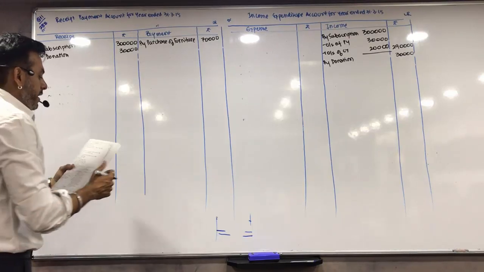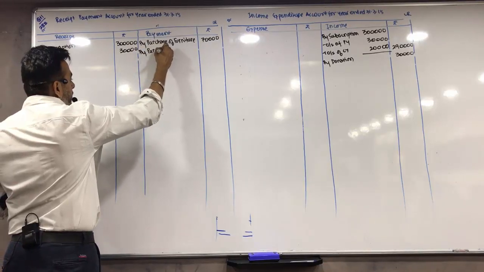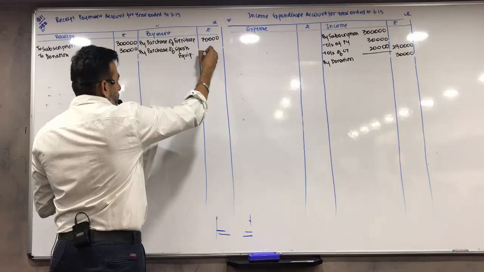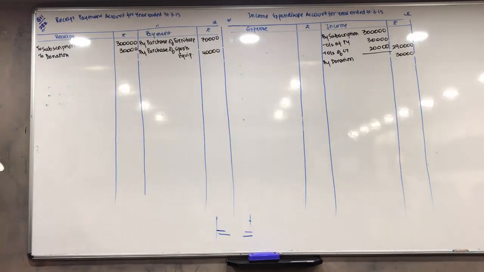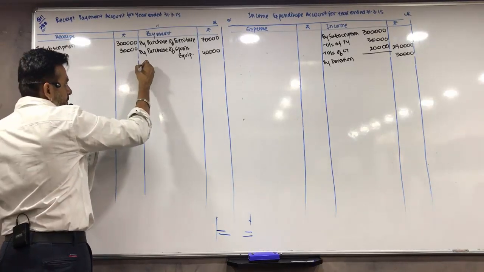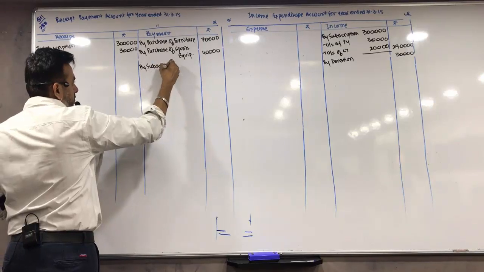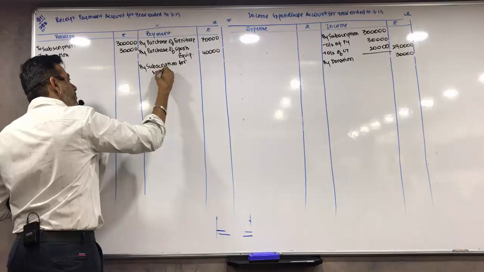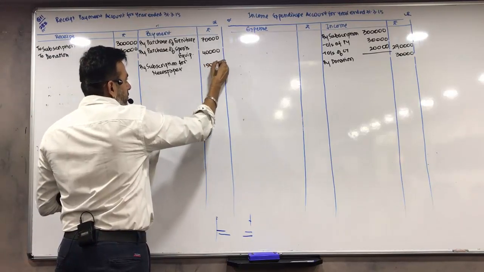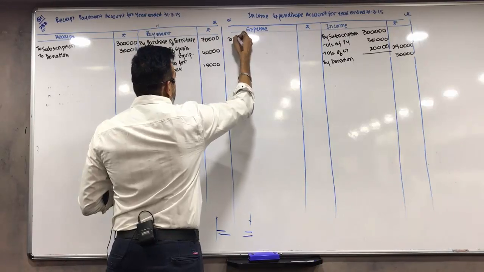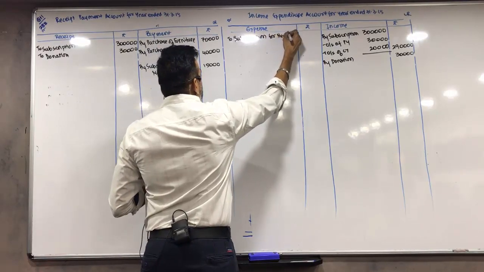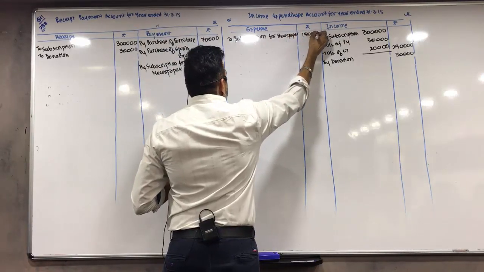Okay, then purchase of sports equipment, again payment by purchase of sports equipment 40,000. Subscription of newspaper, it is payment also and it is also our expense. By subscription for newspaper 15,000, it's also our expense. To subscription for newspaper 15,000.